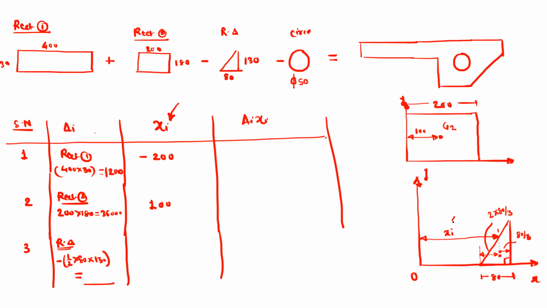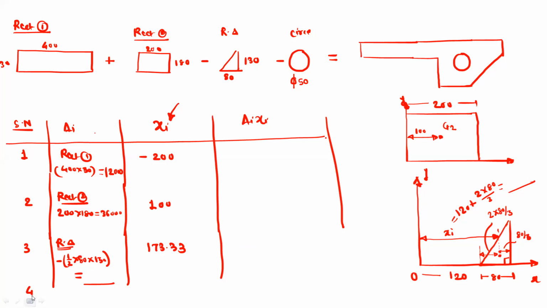So this x coordinate is equal to, this distance is 120, so it is 120 plus 2 into 80 divided by 3. So this value is equal to 173.33. So this is the x coordinate for the right angle triangle.